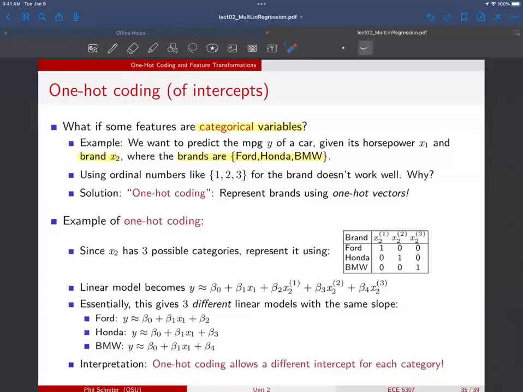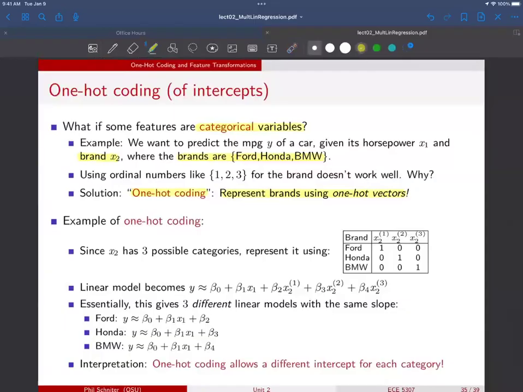So we want to come up with a way of coding the categories in a way that is very fair and equal in how we do that. And so the common solution to this is to use something called one-hot coding, and that is to represent brands or categorical variables by one-hot vectors.